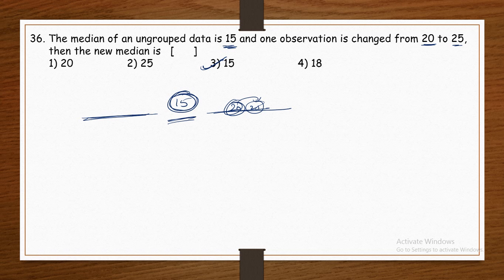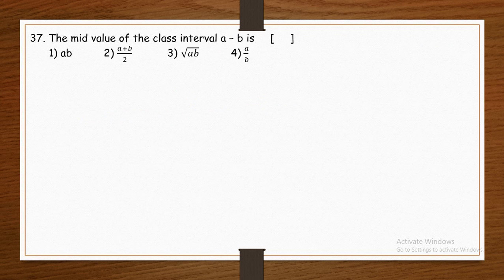Next, moving on to question number 37. The mid value of class interval A to B is, so the mid value formula. Here you need to remember the formula for mid value. The mid value is nothing but given by lower limit plus upper limit.